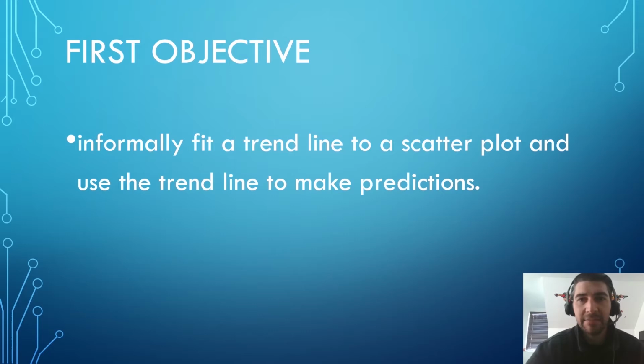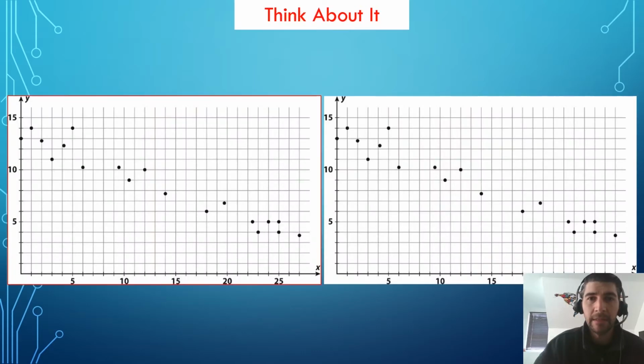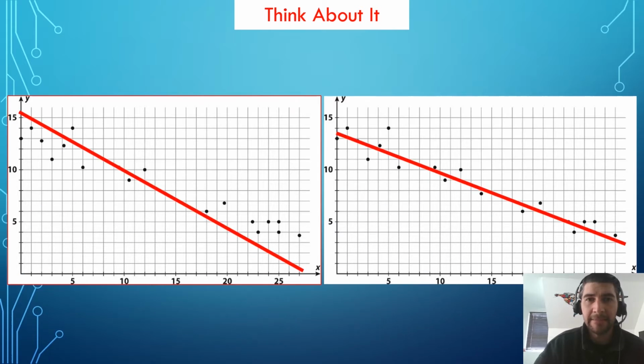Our first objective is to informally fit a trend line to a scatter plot and make predictions. So let's take a look at what that means. Here's the same set of data pictured twice. Here are two different lines drawn to represent that data. Which one do you think would help you make more accurate predictions, and why?